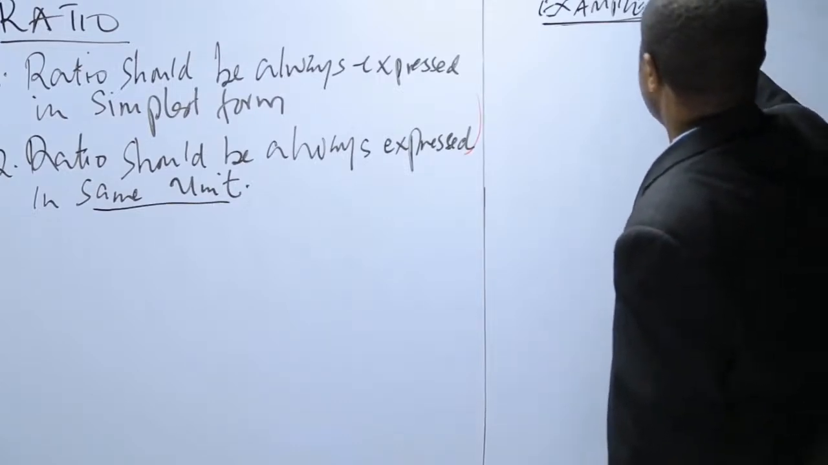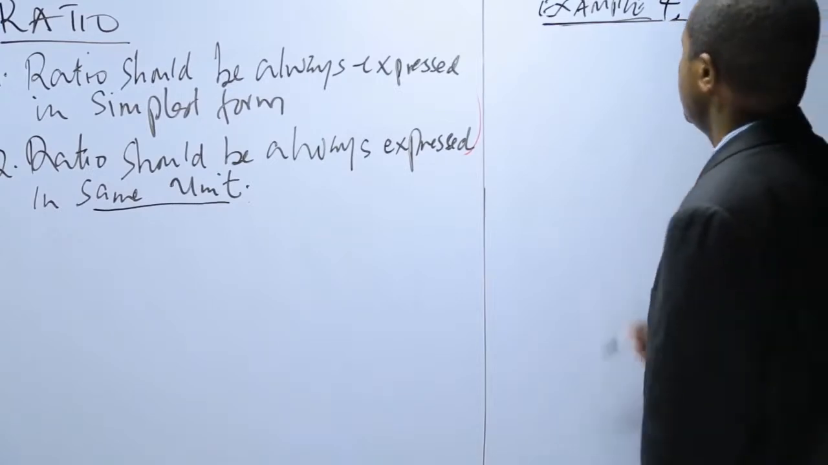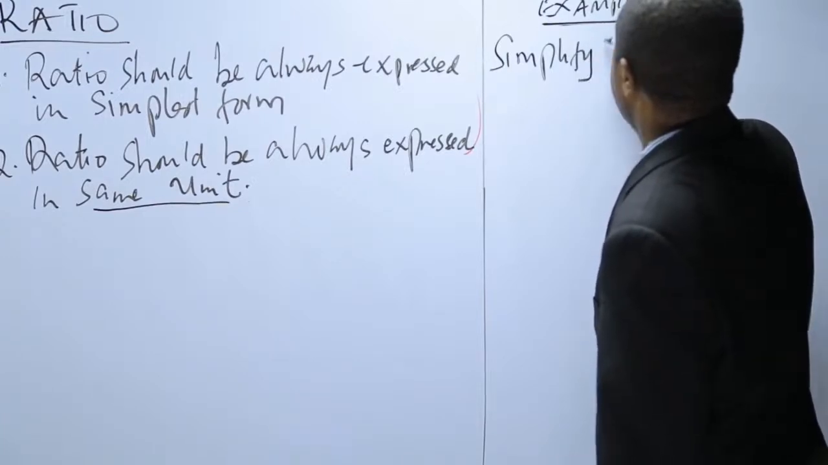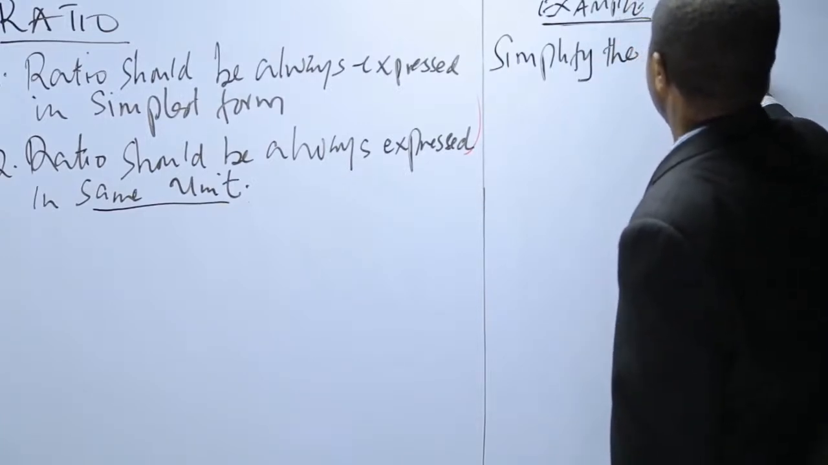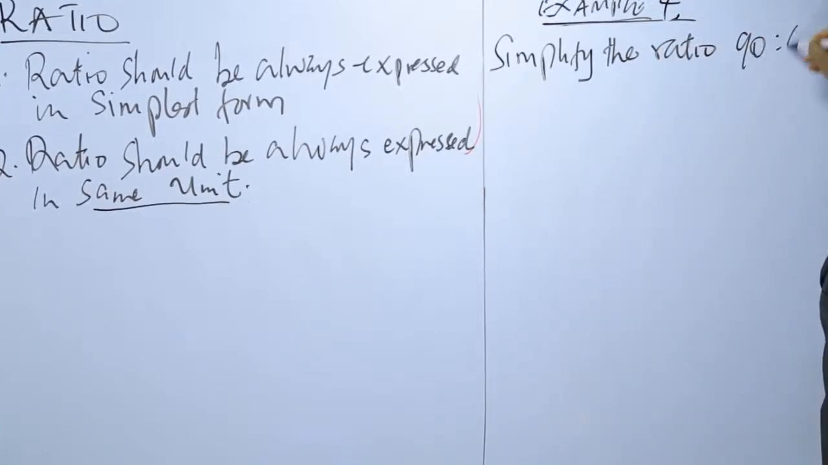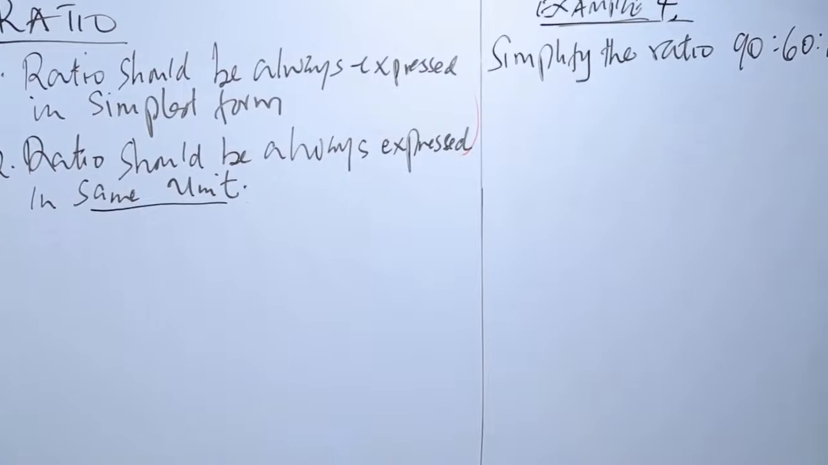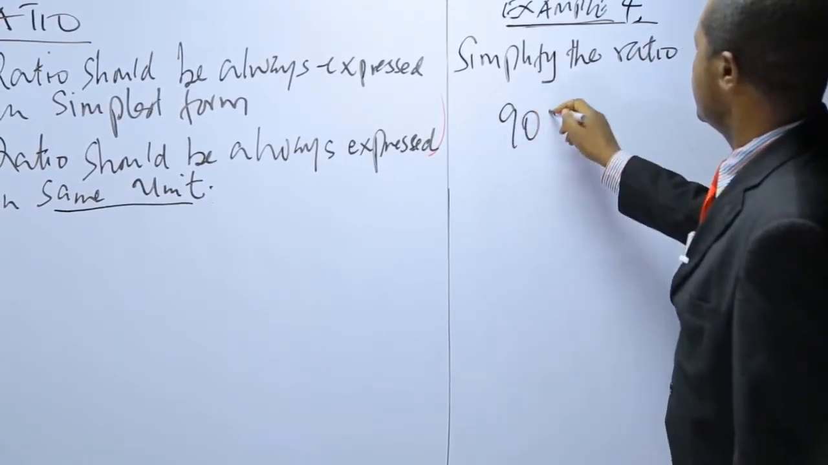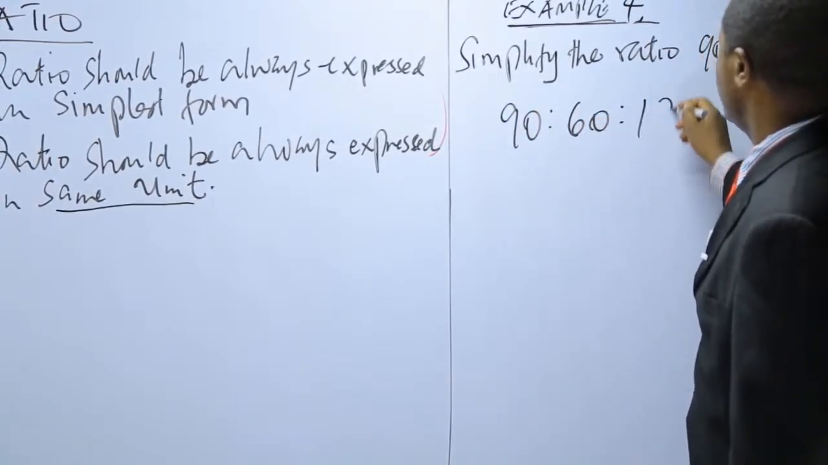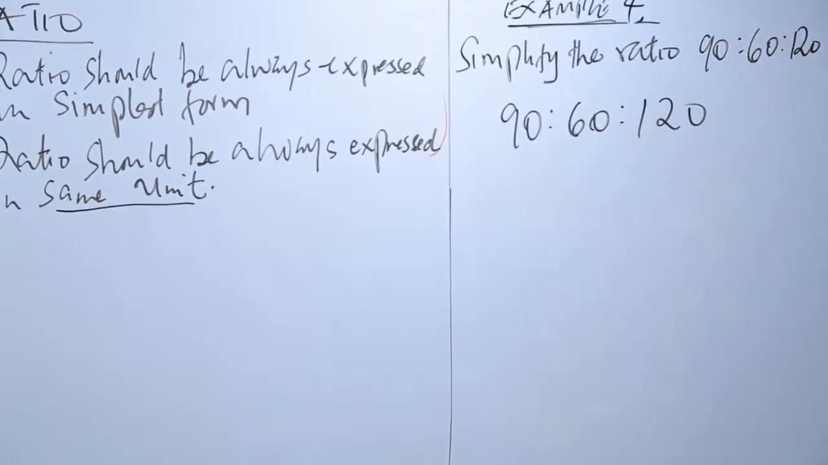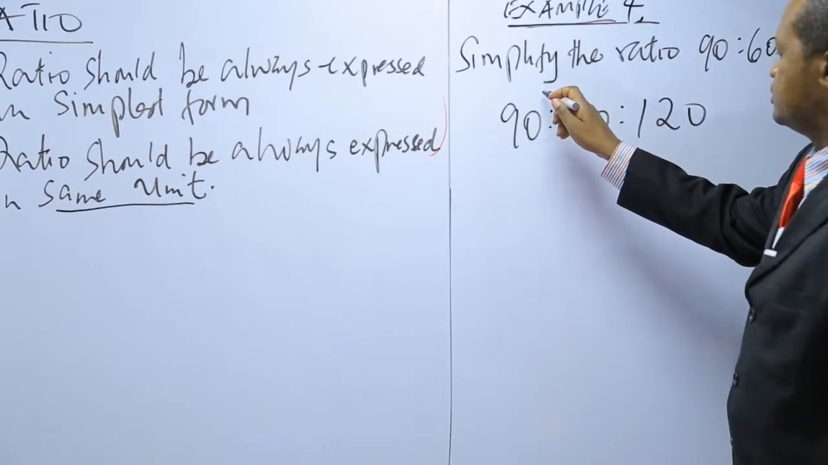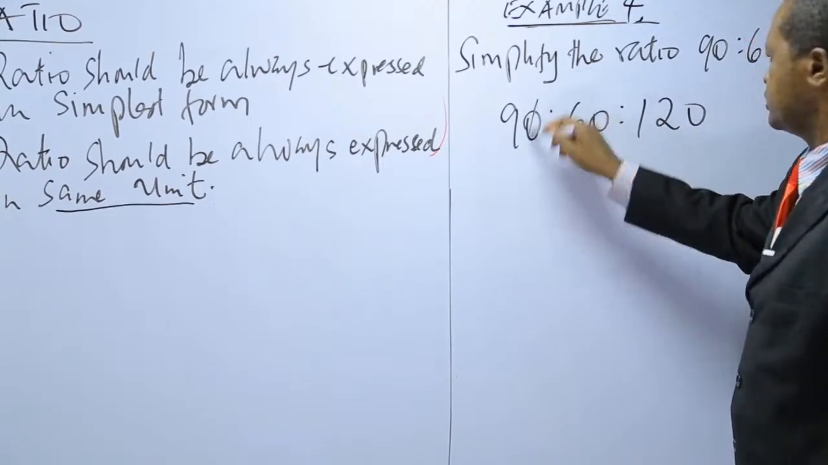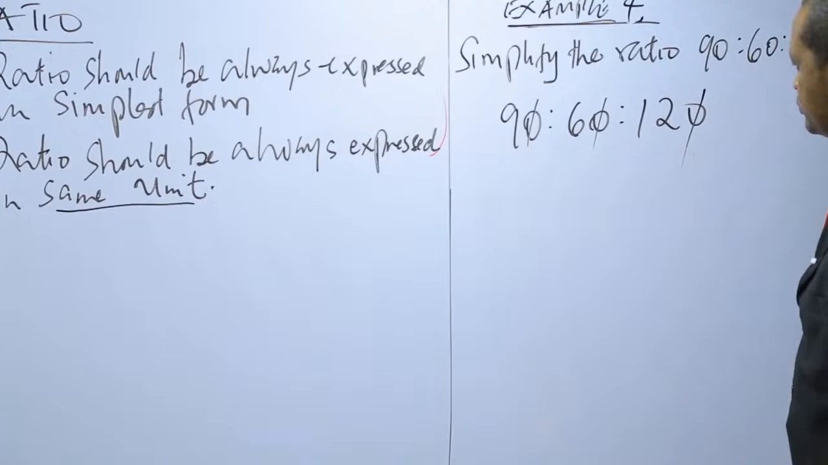Example number 4 reads, simplify the ratio 90 to 60 to 120. That is the example. Simplify 90 to 60 to 120. Simplifying, we divide this side by 10, because zeros are common. This 0 cancels out with this 0, cancels out with this 0.